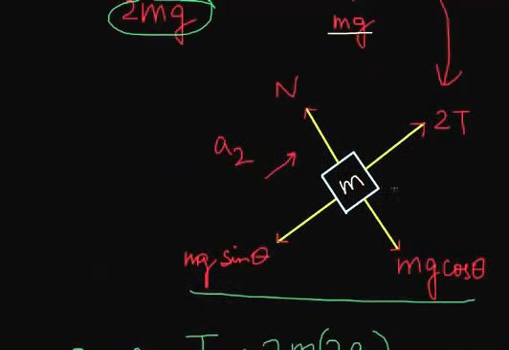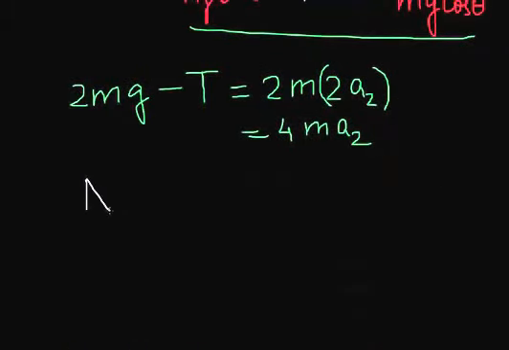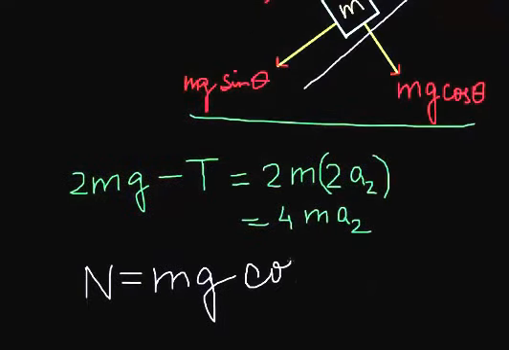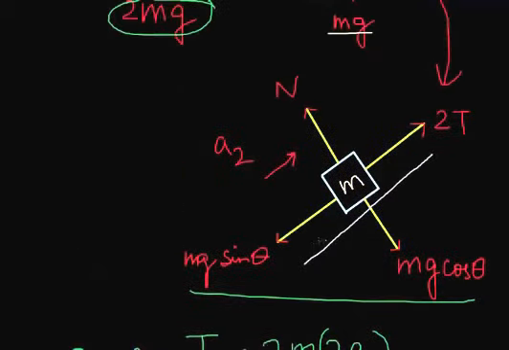For the second block, we have to write the force equations in both the directions. The acceleration is in the direction parallel to the surface of the wedge. So there is no acceleration in the direction perpendicular to the surface of the wedge. Therefore we can equate these two forces, N and mg cos theta. So we can write N equals mg cos theta.